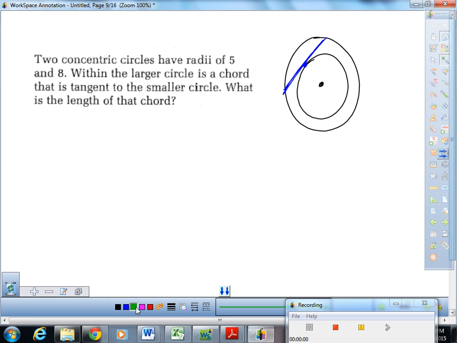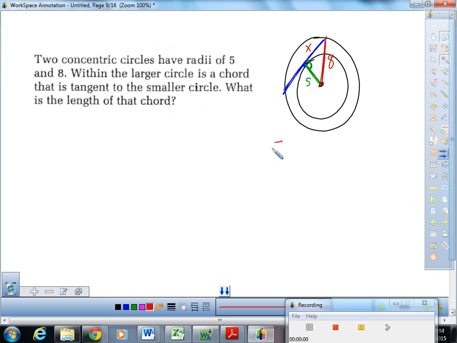Okay, so that is the radius of the smaller circle, and it is perpendicular to the tangent. That is 5. This is the radius of the bigger circle, and that is 8. We're looking for the blue line. Well, let's just settle for that.